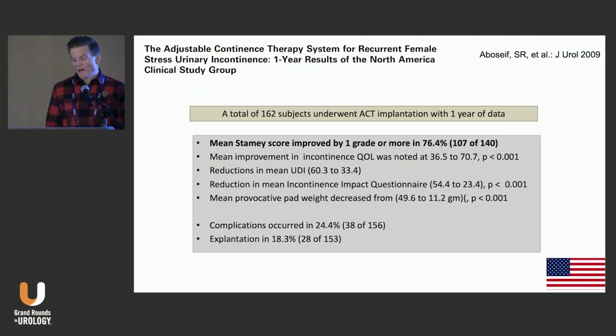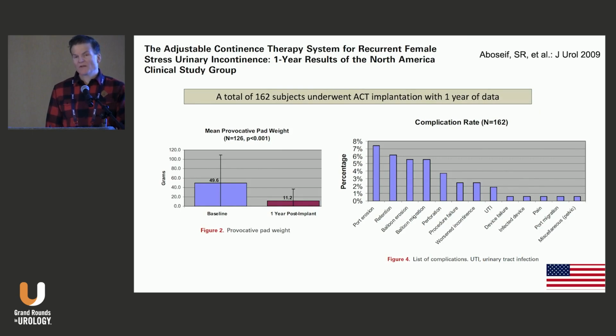Next study in the US, 162 patients, 76% of people were improved. Remember, cured/improved are being lumped together. And then 18% had to get explanted. So there was some work to do, but realize this is the initial series pilot study in the US. Okay, so the pad weights, generally on a provocative test, went from 50 grams down to 11. Okay, so about 80% improvement. And then the complications look similar to tapes. Erosion, infection, migration, mechanical failure, no different than any other medical device.